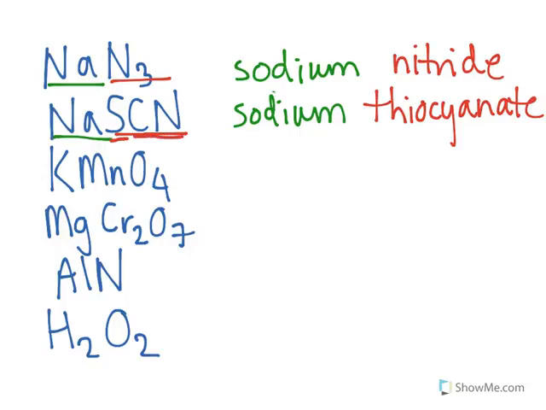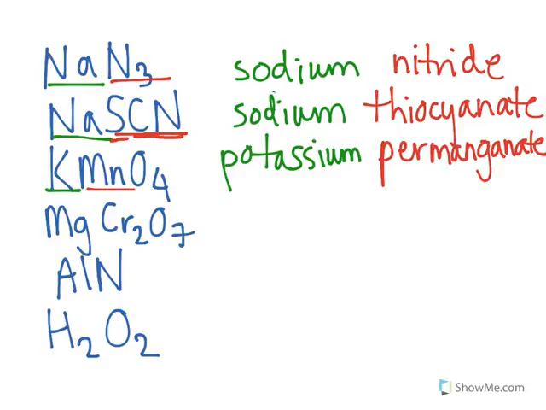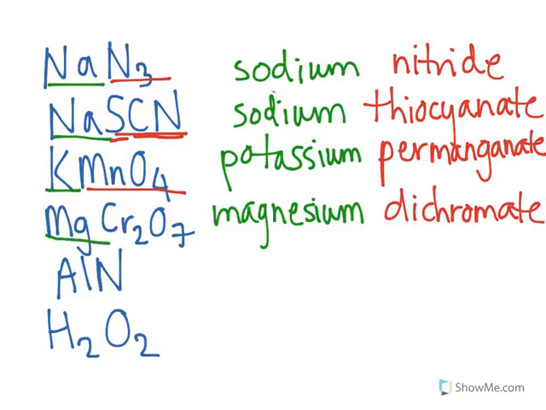The third compound is known as potassium permanganate. The fourth compound is known as magnesium dichromate. It's dichromate because there are two chromiums. This next compound is known as aluminum nitride.